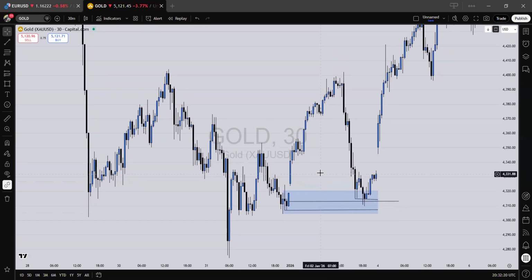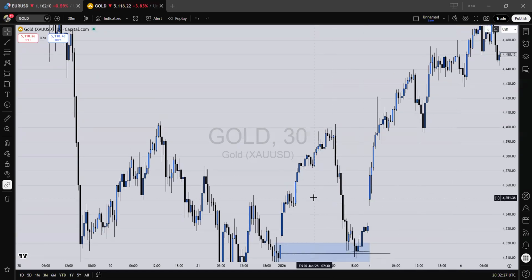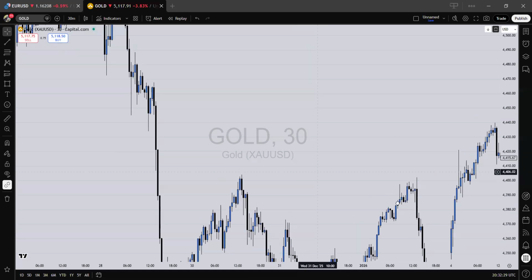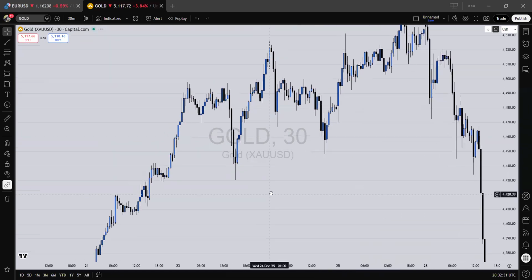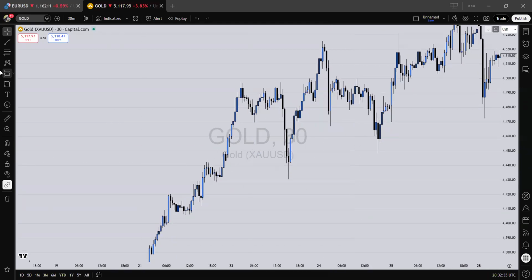Second reason, maybe if I want to add a continuation entry, I can break even here or reduce my risk at the bottom because I'm taking a continuation. So those are the two reasons why I can break even. That's why I barely break even.